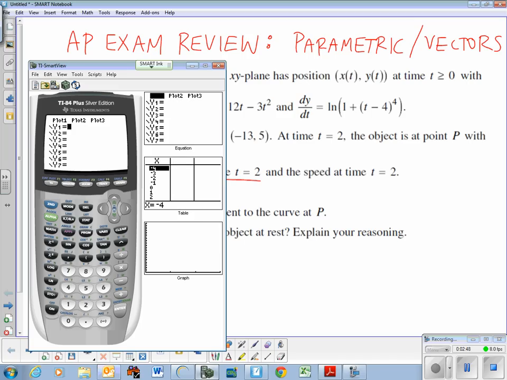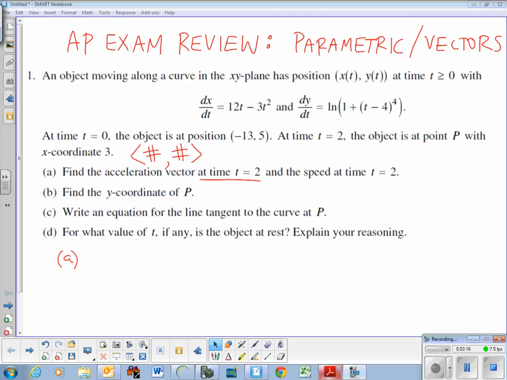So 12t minus 3t squared, on my calculator I'm going to use x. If that's the function, and I want the derivative of that at 2, second calc is the menu, dy/dx is my choice, and I'll substitute in 2. So I just hit x equals 2, and I get 0 for the value of the derivative. So I know that my derivative vector is 0 for the x part.